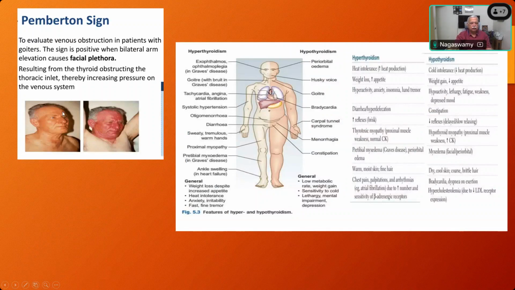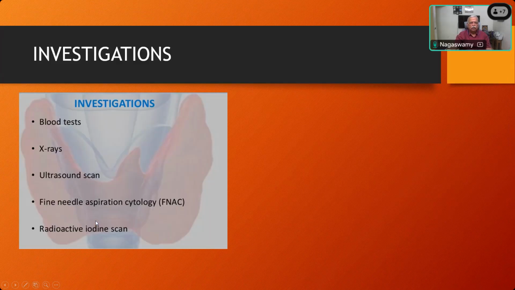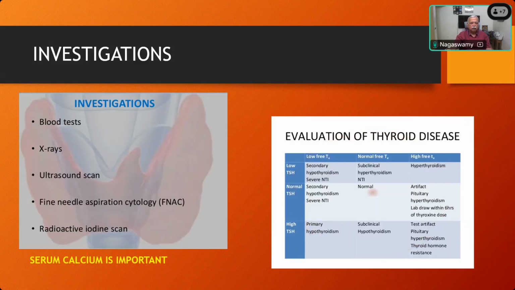You can see the patient's face in the normal position, and when he raises both the hands, the whole face becomes congested and suffused. These are all the changes that happen between hyper and hypothyroidism. The investigations you have to do are all the blood tests, X-ray, and ultrasound. Whenever a patient comes for total thyroidectomy, serum calcium is very, very important, so that you know whether the patient is going in for hypocalcemia after surgery or whether he had a low calcium even before surgery. And this is how the values are evaluated.